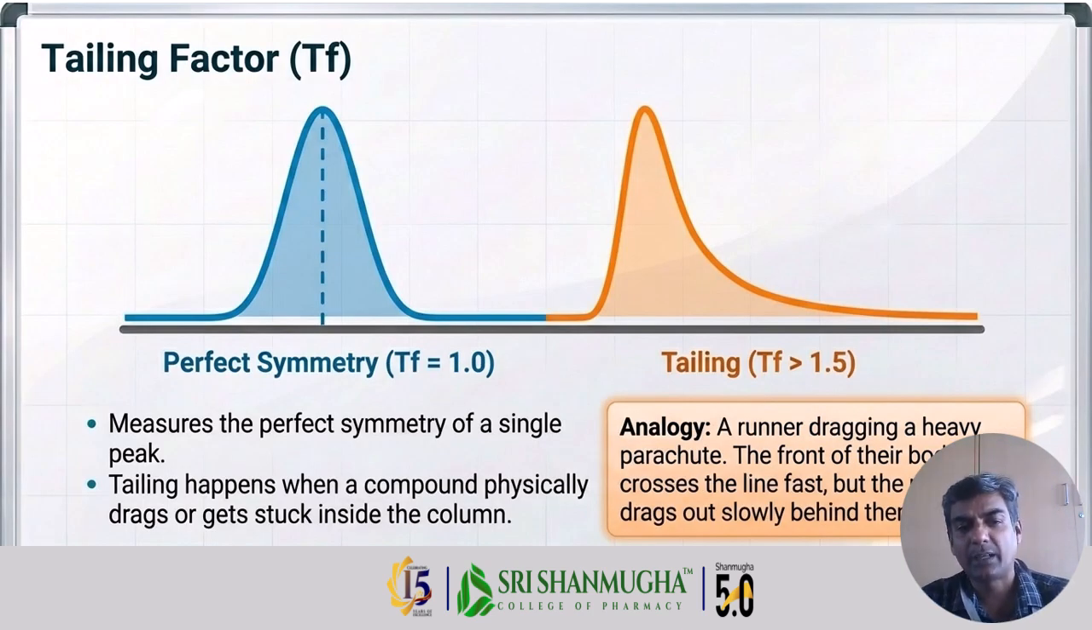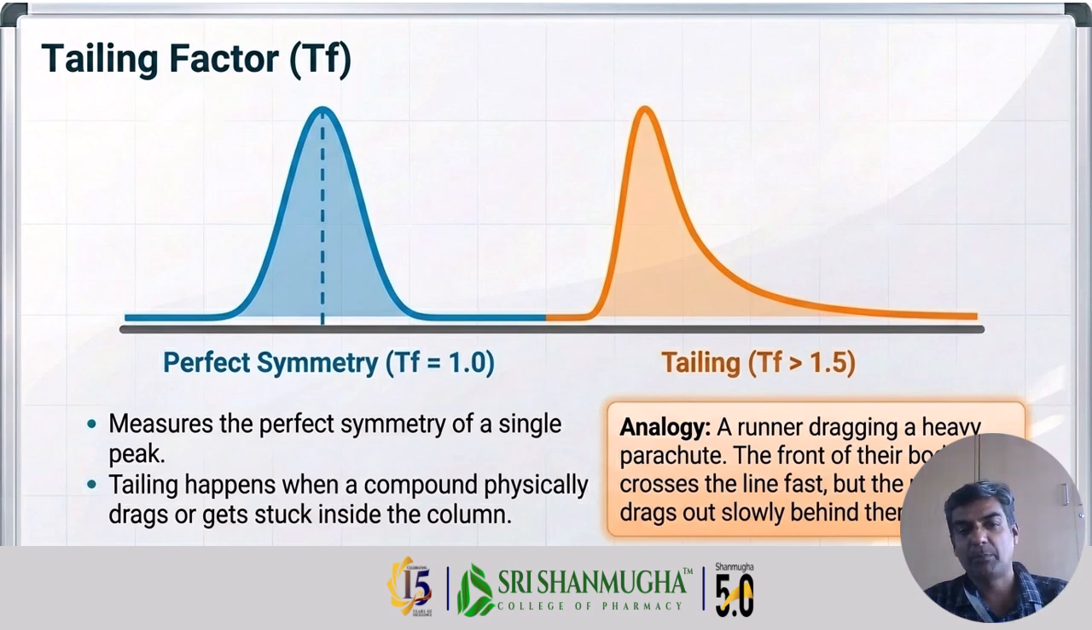So what does the tailing factor mean? Tailing factor measures how symmetrical a peak is. Ideally, we want a perfect symmetrical peak, but sometimes the peak stretches more on one side. This is called tailing. This usually happens when the compound interacts too strongly or gets slightly stuck inside the column. Think of it like a runner dragging a parachute. The front moves fast, but the back lags behind. That creates an uneven shape as shown in our chromatogram. In HPLC, we want clean, symmetrical peaks because they give more accurate results.